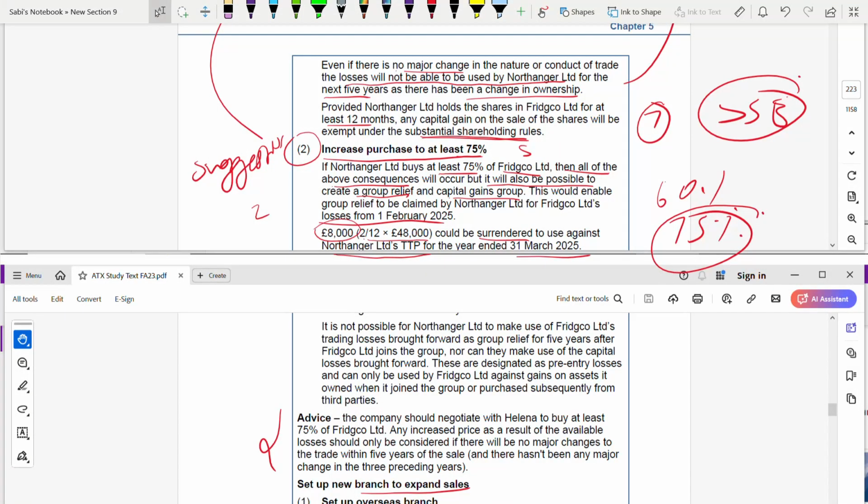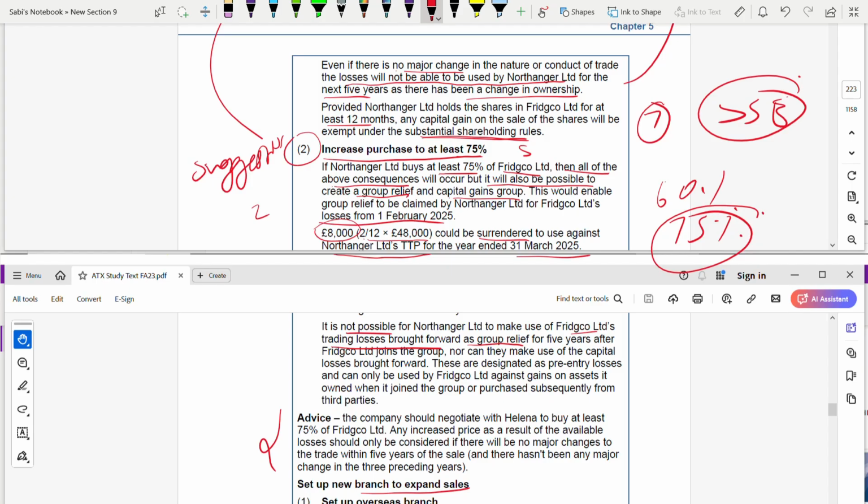But one thing is there. What about the brought forward losses? Remember, it is not possible for the company to make use of their brought forward losses as a group relief. This is the reason why you have to know all the rules of group relief. For brought forward losses, for capital losses, for property losses, for trading losses, all the kind of losses. What you can carry forward, what you can't. This is why you have to know the rules, and now you have to apply.